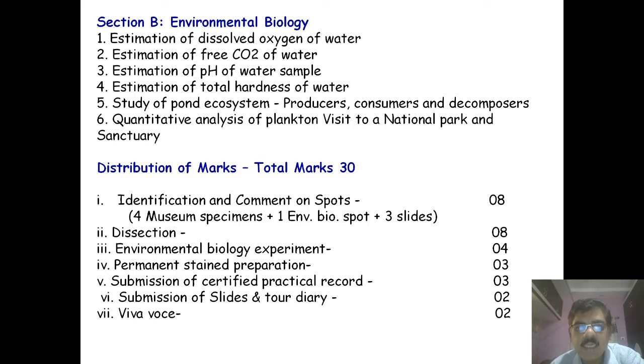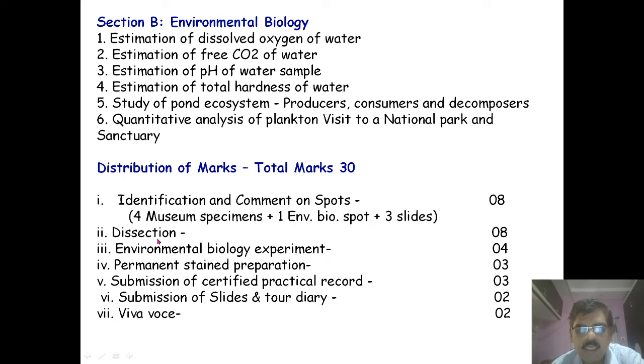So these are your practicals for the first semester, and now the distribution of marks for the examination. You will have to identify and comment on 8 spots. Out of that, 4 will be museum specimens from the non-chordates, 3 slides from the non-chordates, and 1 spot from environmental biology.